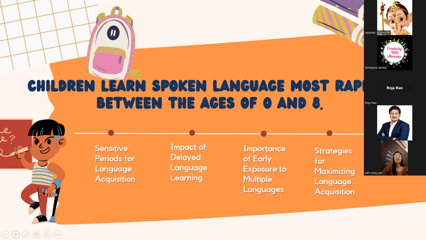Then the third one is the importance of early exposure to multiple languages. There are various benefits of exposing children to multiple languages in early childhood. It gives them cognitive flexibility and creativity, and it facilitates a smoother transition to new languages later in life. I hope you have already understood language 1 and language 2 over here, but it will give a smoother transition, which means it will be easier for them to learn other languages as well. And then strategies for maximizing language acquisition. I must say it fosters effective learning, and the best part is through multilingualism.